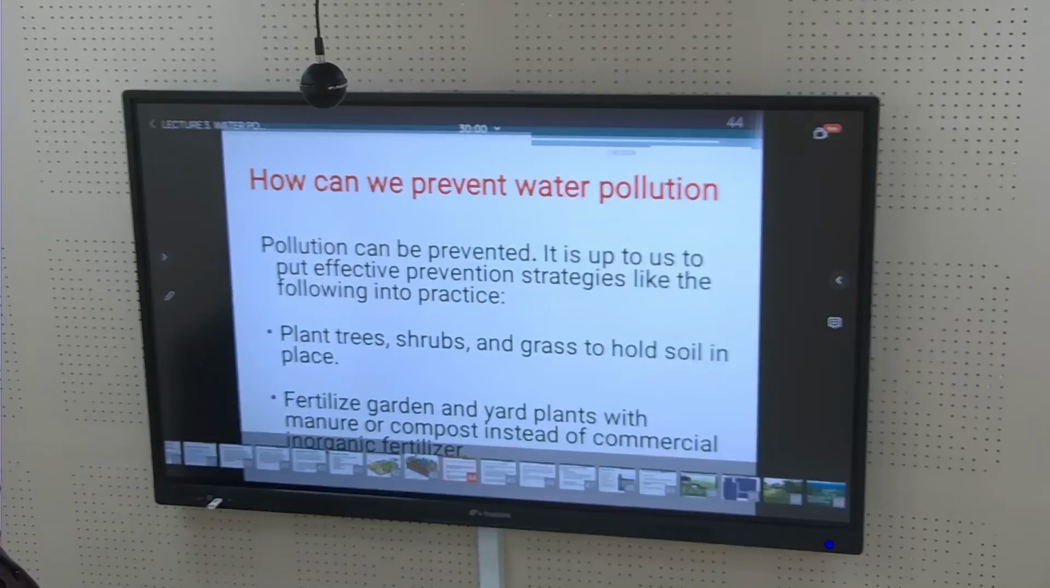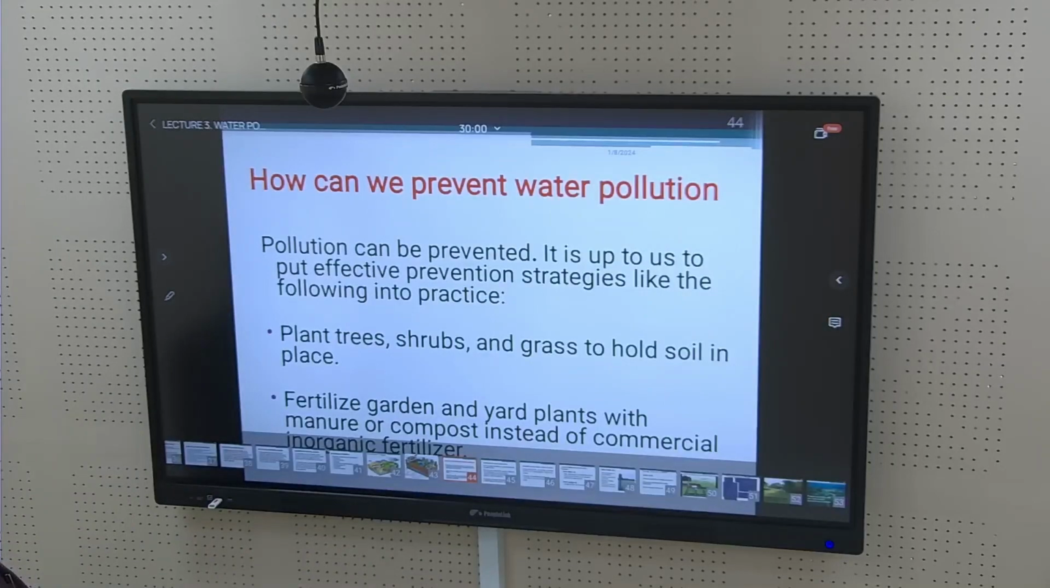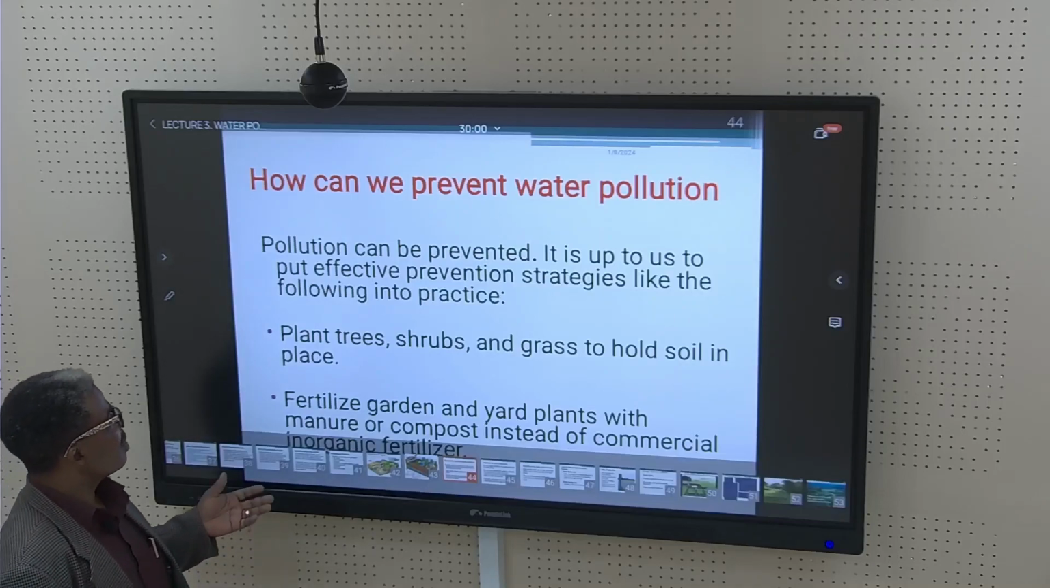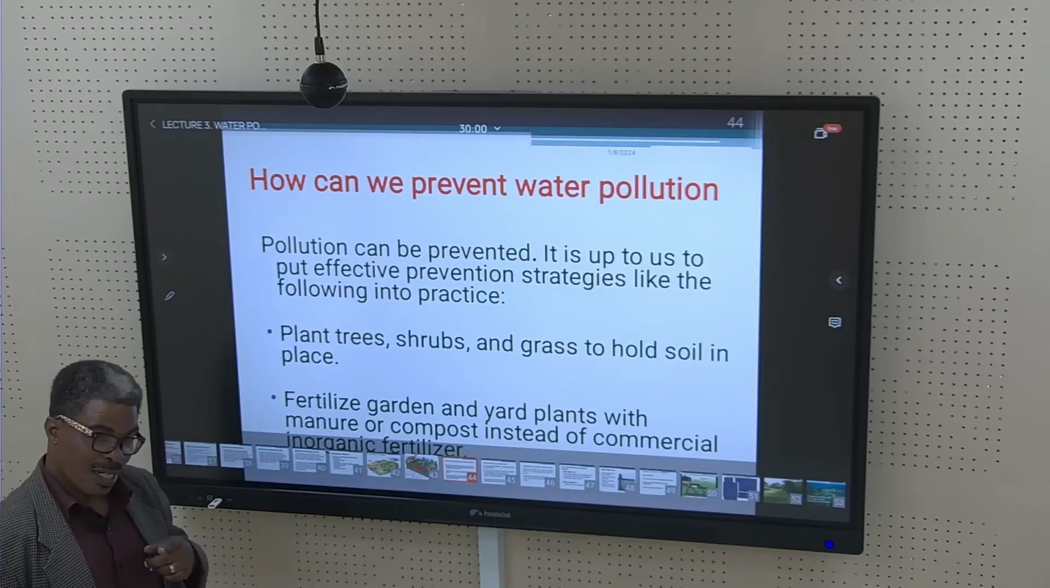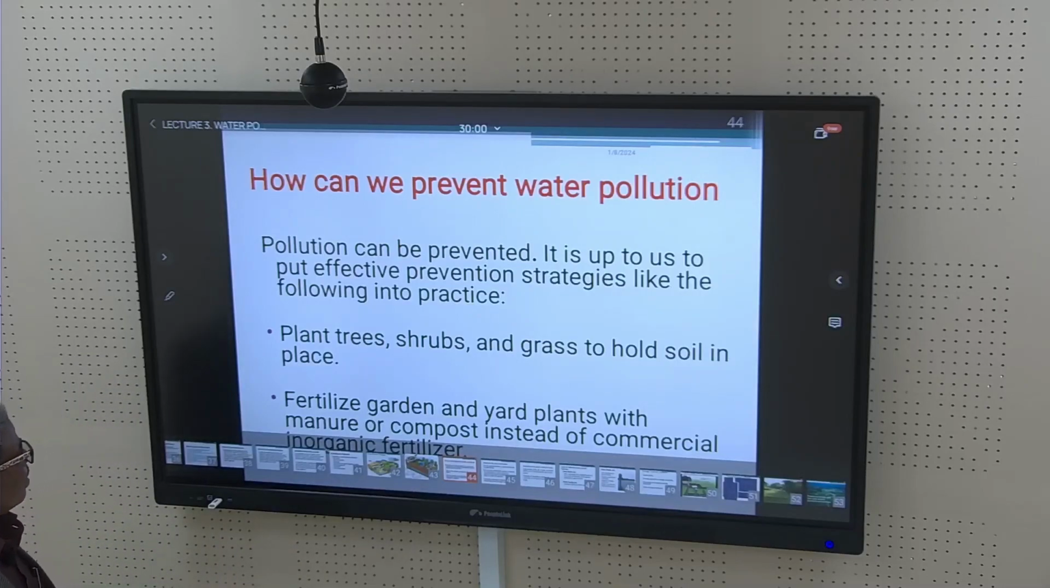How can we prevent water pollution then? It's very paramount. Pollution can be prevented. It is up to us to put effective prevention strategies like the following into practice. Plant trees, shrubs, and grass to hold soil in place.